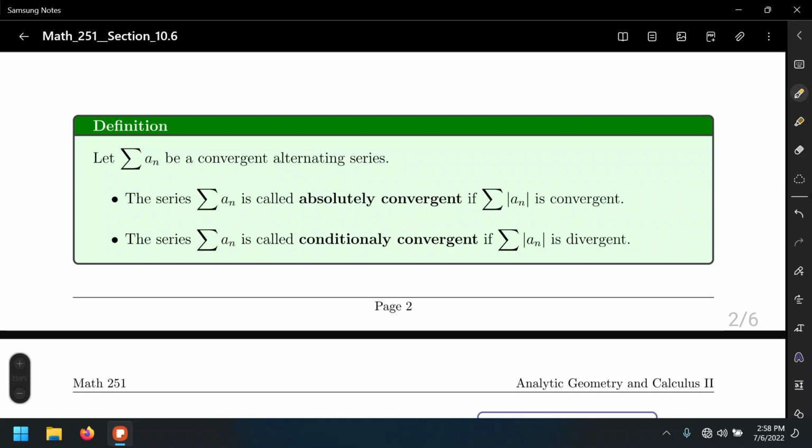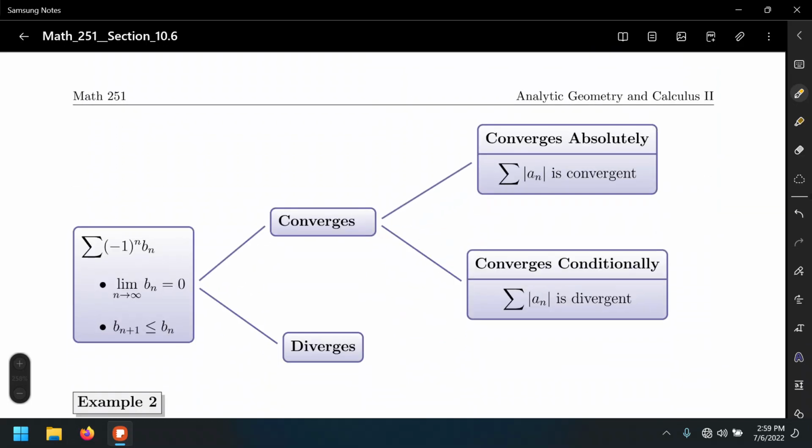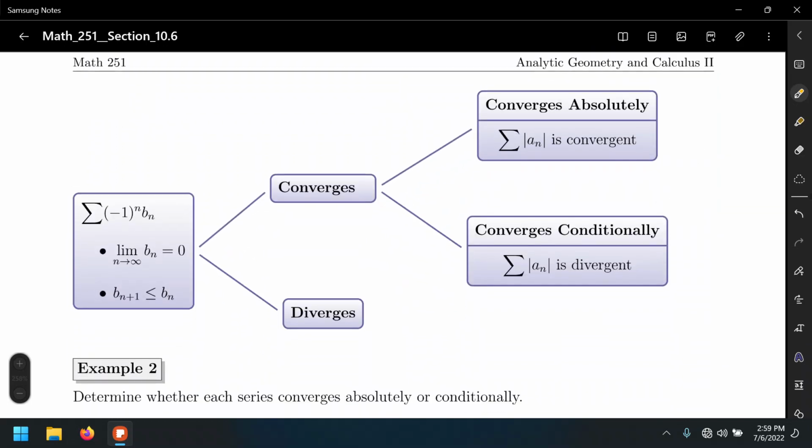If the new series happens to converge, then the original alternating series converges absolutely, because it converges for the absolute value of the series. However, if the new series happens to diverge, then the original series converges only conditionally. On the next page we have this diagram that we need to follow.